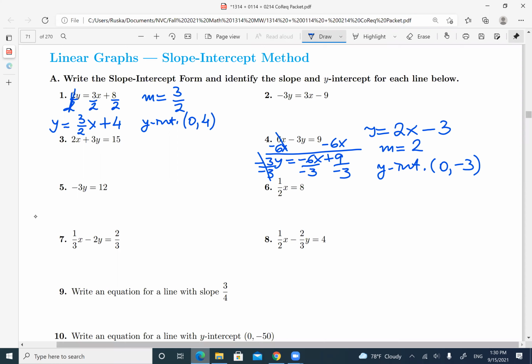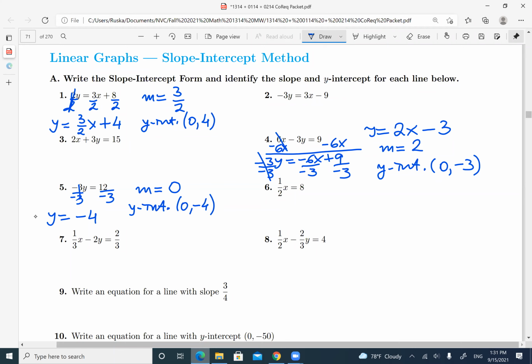Now let's do number 5. So number 5, again, you have to find y by itself, right? So I'm going to divide by -3. And you're going to get y equals -4. That's the equation. So now what is the slope here? It would be 0. Yes, good job. And what is the y-intercept? 0, -4. Yes, good job. 0, -4 is the y-intercept.